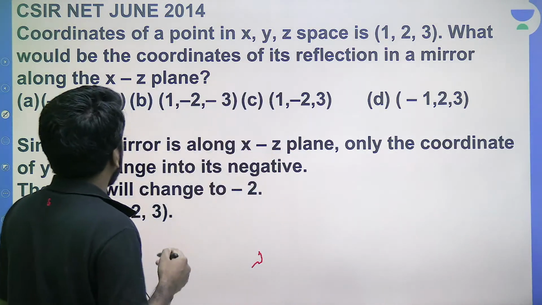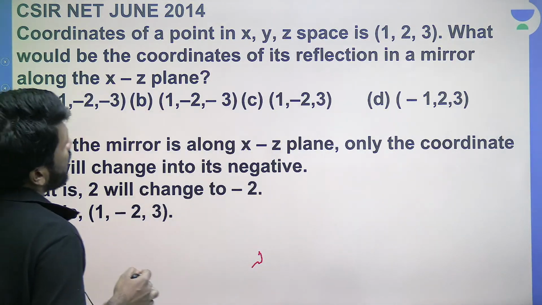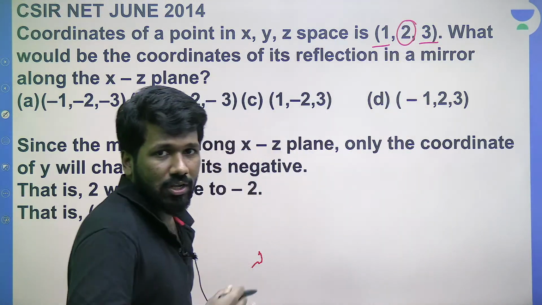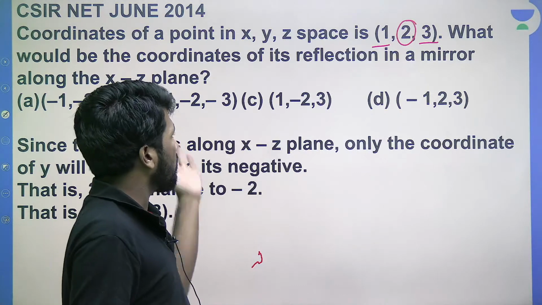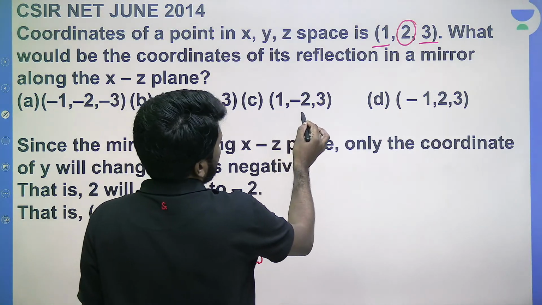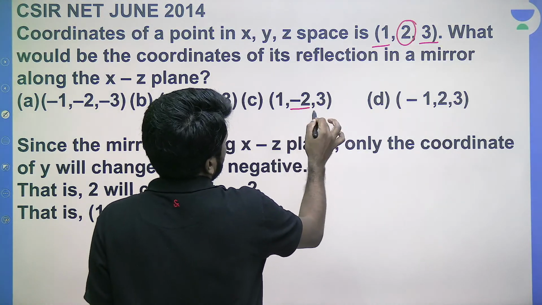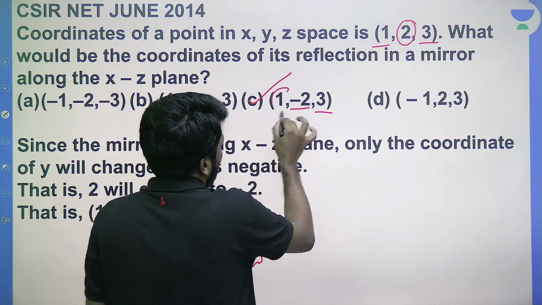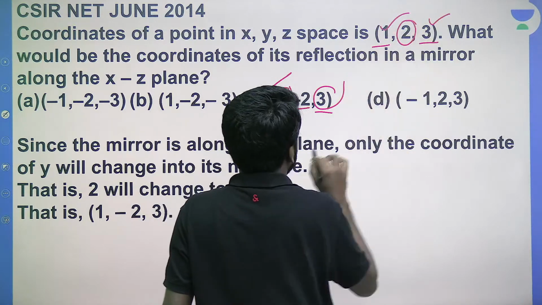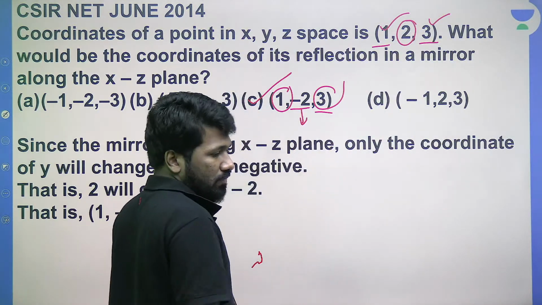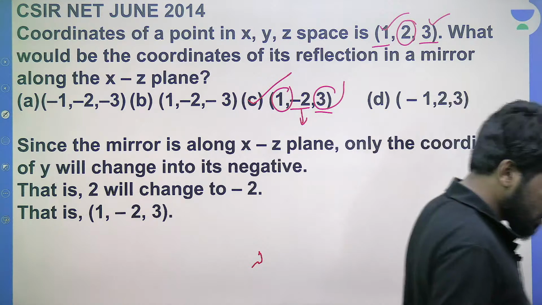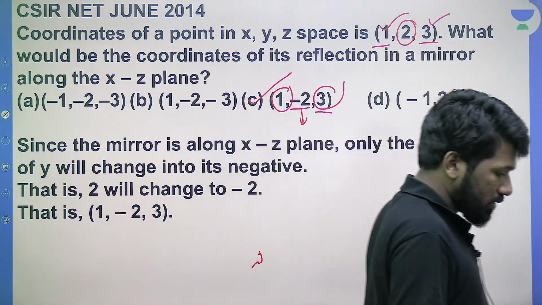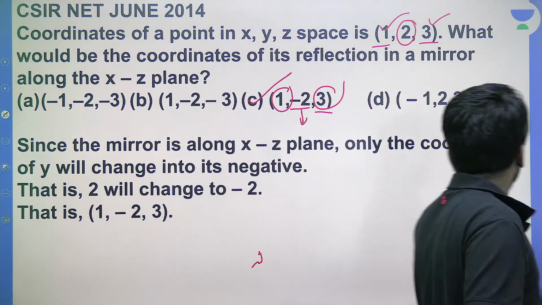So only the Y coordinate will change. That means 1 and 3 stay, only 2 will change. The negative part will come, so it should be minus 2, we can say. 1, minus 2, 3. The only option satisfying that is option C, where the X and Z coordinates are the same, 1 and 3, but the Y coordinate is the negative of the given Y coordinate. Did you all understand this? So option C is the correct answer. All of you understood this?